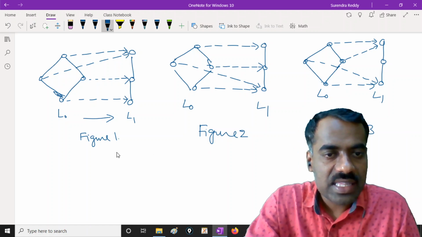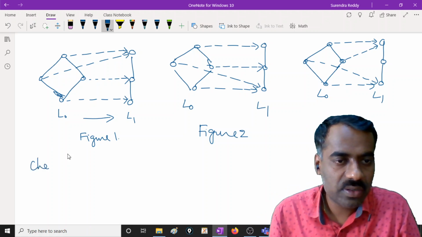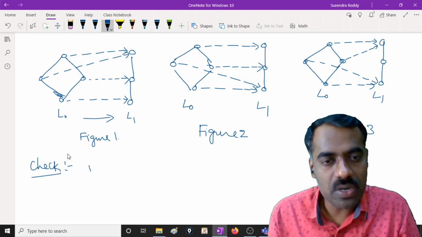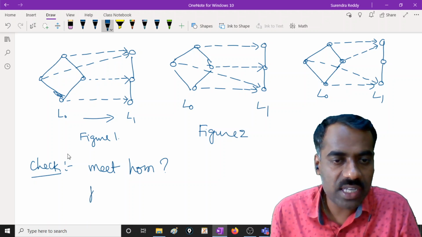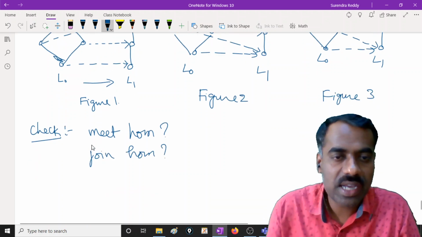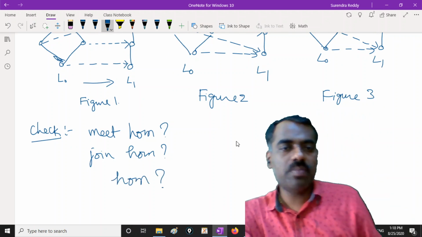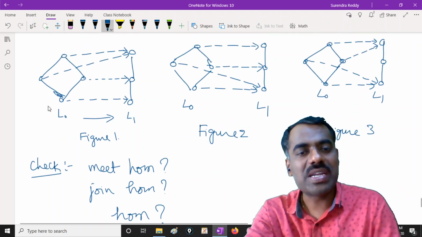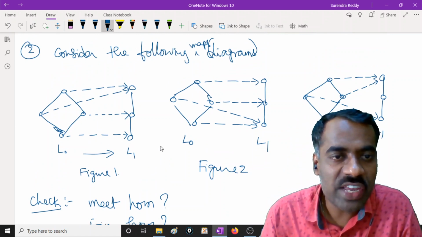Now check whether this figure 1 is, what is your problem to check? Check which one is a meet homomorphism among all these three, and which are all join homomorphisms. I'll explain how, and which are all homomorphisms, which are neither, which is not a meet homomorphism, which is not a join homomorphism, which is not a homomorphism. What is meant by this, try to understand for a minute. For example, take this element. Where is this element going to?